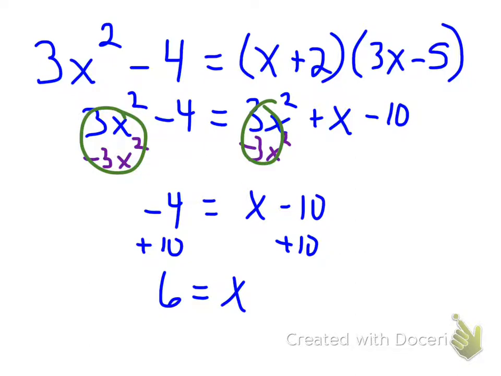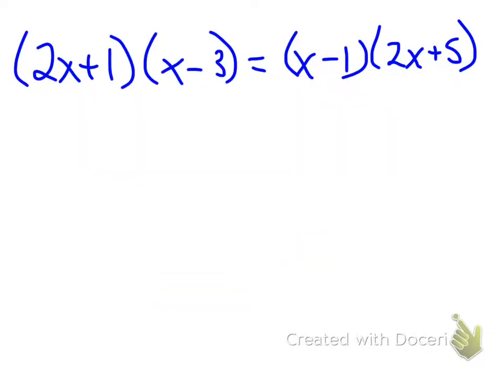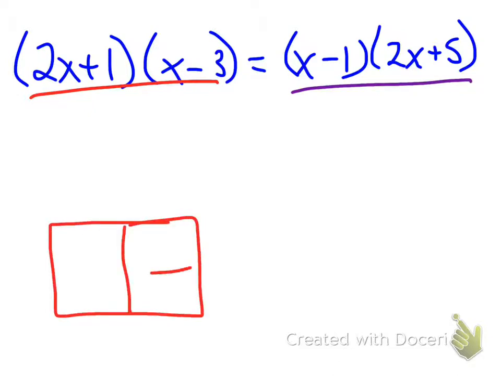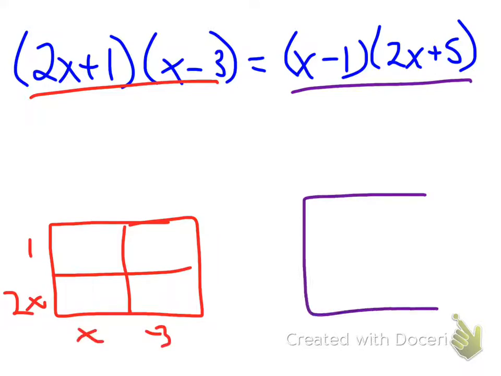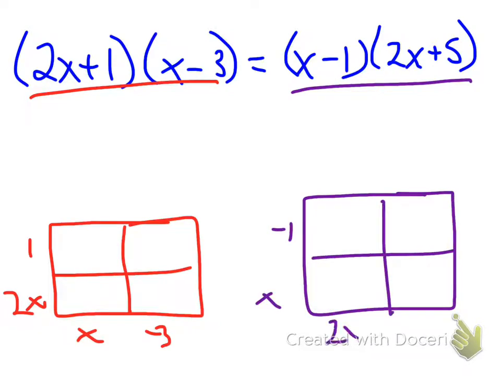Second example I'm going to go over is going to look a little bit more confusing, but the process will be really the same. So now I have a set of binomials on the left, and I have a set of binomials on the right. In order to solve this again, I need to go through and make a generic rectangle for each set. So on the left side, I'm going to multiply 2x plus 1 and x minus 3. On the right side, I'm going to now multiply x minus 1 and 2x plus 5.